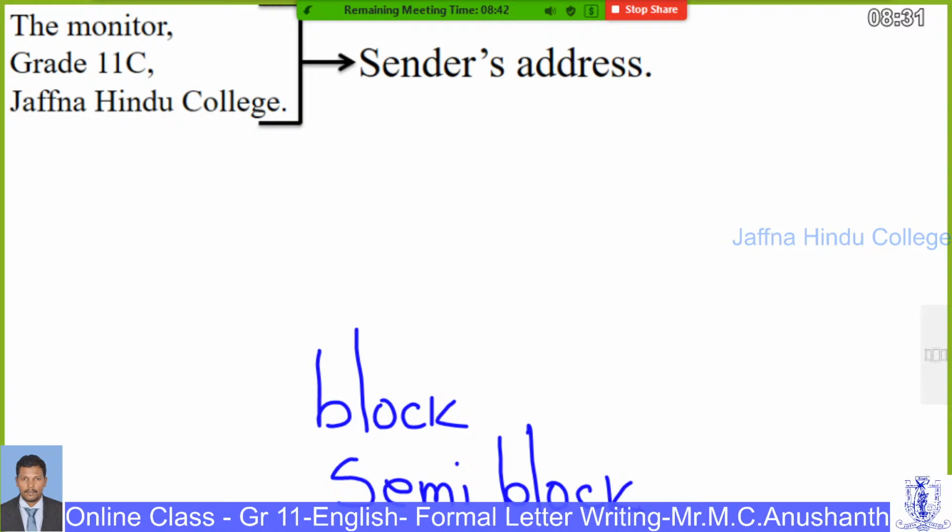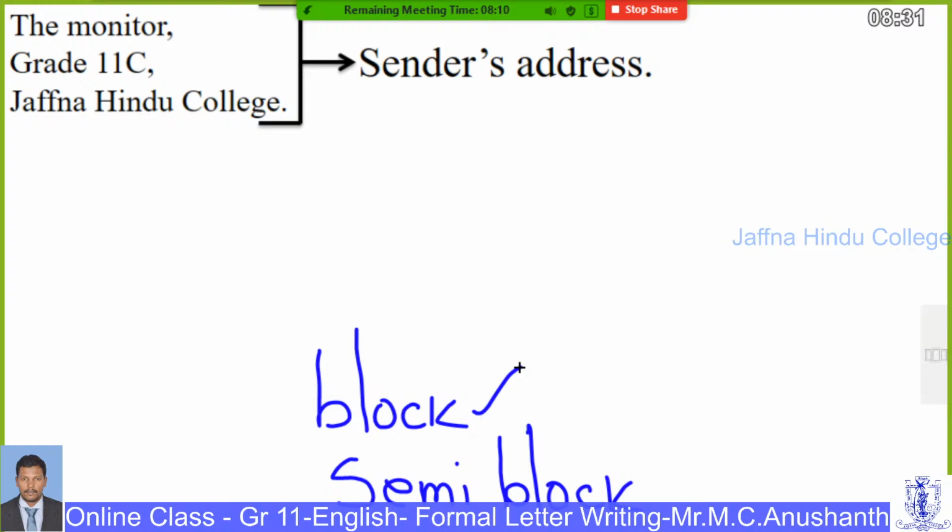Semi-block. So the first part I show you here is block format, block style. In block style, you will see the components placed in particular places. First, the very first component, you will start writing the letter by writing the sender's address. Here you can see the monitor, grade 11C, Jaffna Hindu College students.